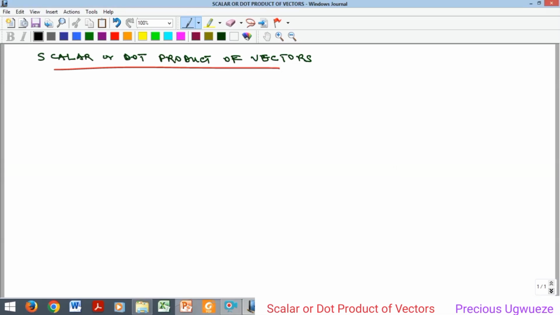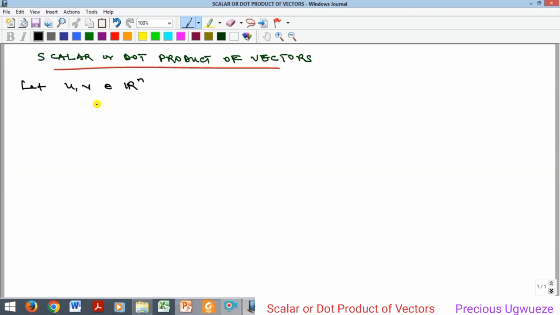I'm Precious Ugweze. Okay, we'll quickly look at the scalar product of vectors, what we also call the dot product of vectors. If we have two vectors, let u and v be vectors of a particular order, that's a particular dimension. Please note that before you take the product of two vectors, whether scalar or even vector product, both of them must be of the same dimension. So we're assuming that u and v are in Rn.